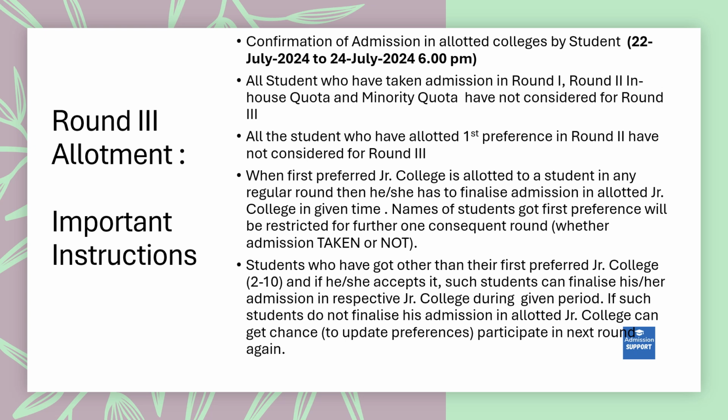Once again I am repeating, the students who get first preference in round 3 shall not be considered for special round, whether they confirm their admission or not. The students who get allotment between 2 to 10 preference, once they confirm their admission, shall not be considered for special round. If they do not confirm their admission, then they will be considered for special round. So these are some important instructions.